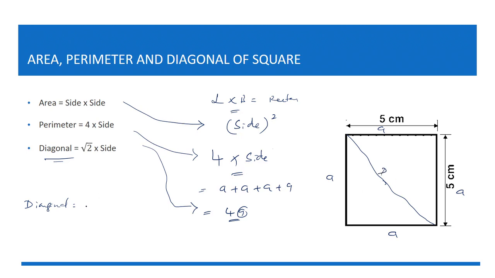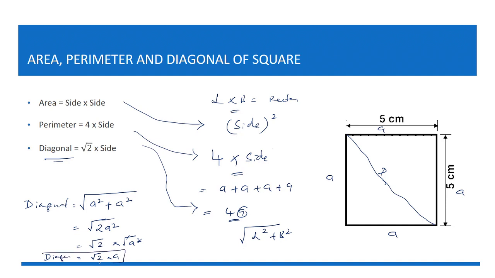So diagonal is equal to what? Square root of A square plus A square, correct? That is length square plus breadth square in case of a rectangle. The same thing I am applying here. So A square plus A square is equal to 2A square. Correct. Now we can rewrite this as square root of 2 into square root of A square. Now this and this will be cancelled. We are going to get square root of 2 into A. So this is what is called the diagonal.